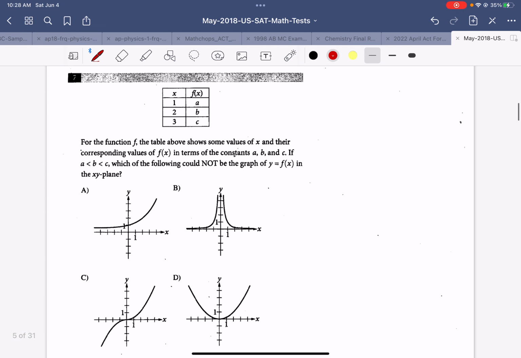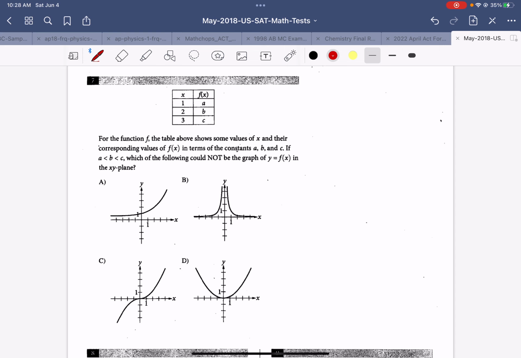Now, next question. For the function f, the table above shows some values of x and their corresponding y values in terms of a, b, c. So if c is greater than b, b is greater than a, like that, which of the following could not be the graph? So if you analyze the data first, the x values they give you are 1, 2, 3. So let's label 1, 2, 3 here. And then your corresponding y values, a, b, c, as you see in the table.